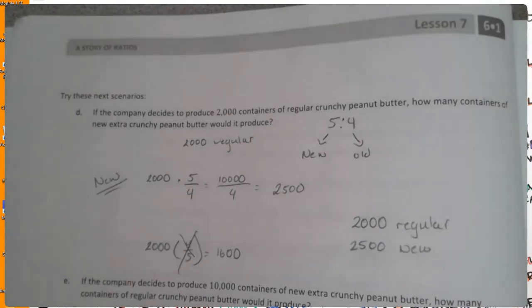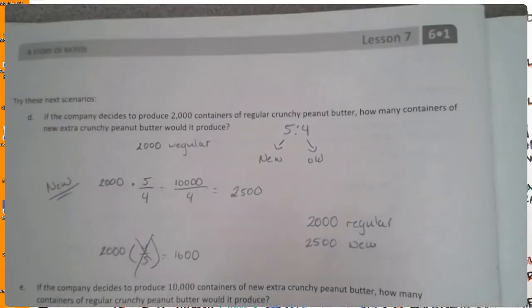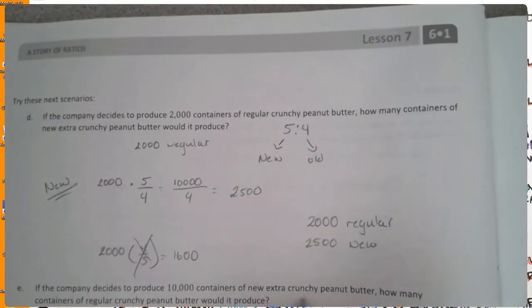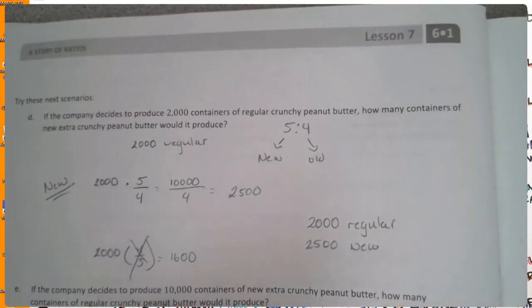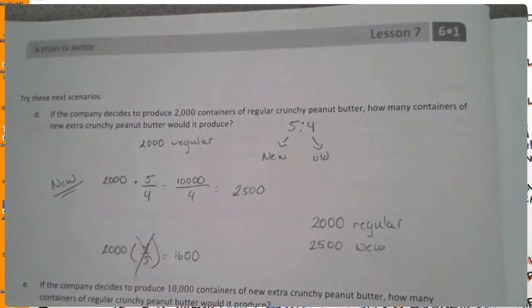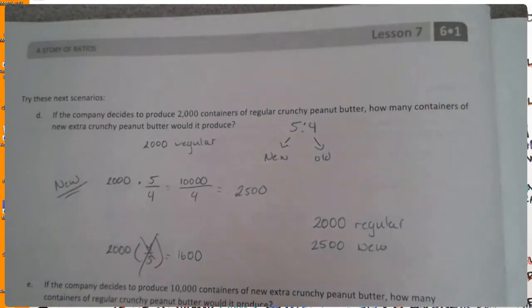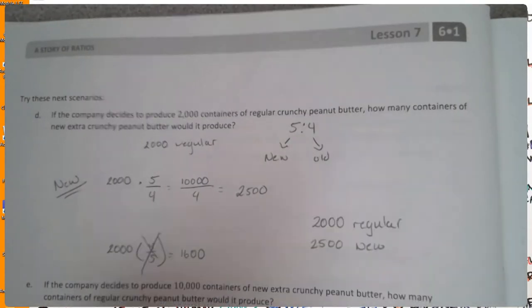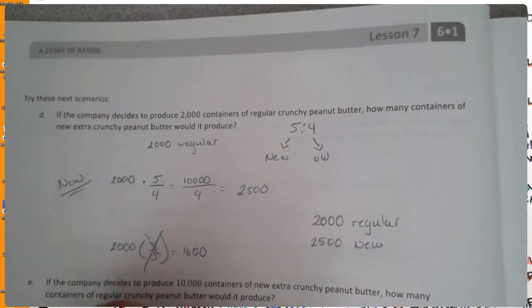Alright, so looking at E. If the company decides to produce 10,000 containers of new extra crunchy peanut butter, how many containers of regular crunchy peanut butter would it produce? Okay, so again, if our ratio is staying consistent, for every 5 new containers, we are getting 4 old containers.